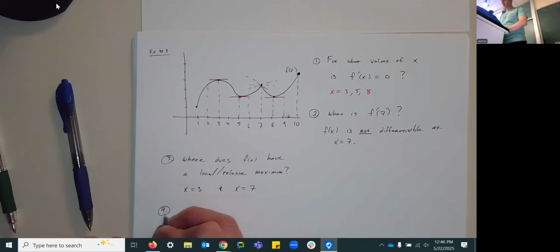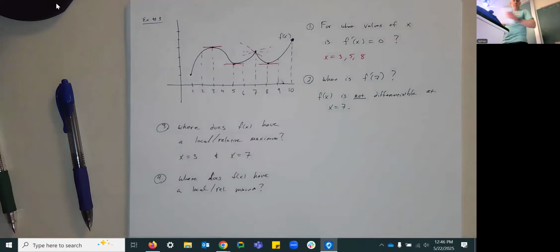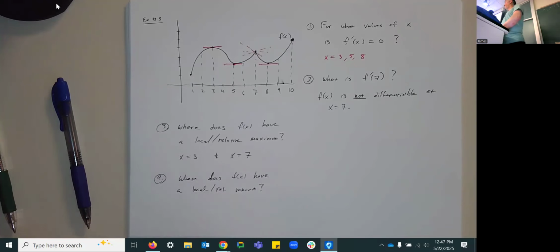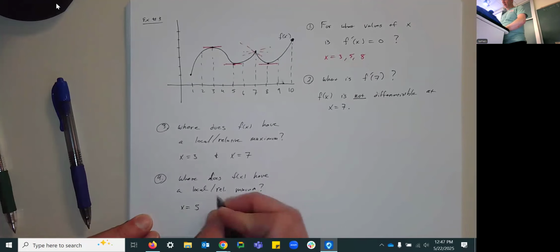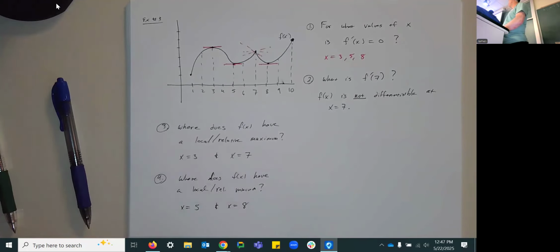Why don't you all answer the following question? Where does f of x have a relative minimum? So I definitely would say we have a local minimum at x equal to 5 and at x equal to 8. And again, I don't think 1 would qualify as a local minimum because it's not defined on both sides. So I wouldn't say that, but again, other people might. It kind of depends on the definition.